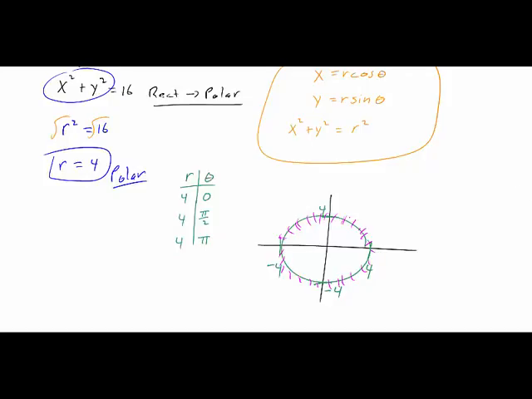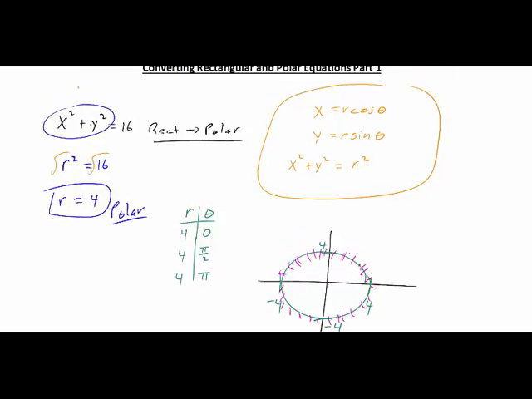And if we go up here and look at x squared plus y squared equals 16, that is the equation for a circle. If we have x squared plus y squared equals r squared, r is the radius of the circle, which is a radius of 4.